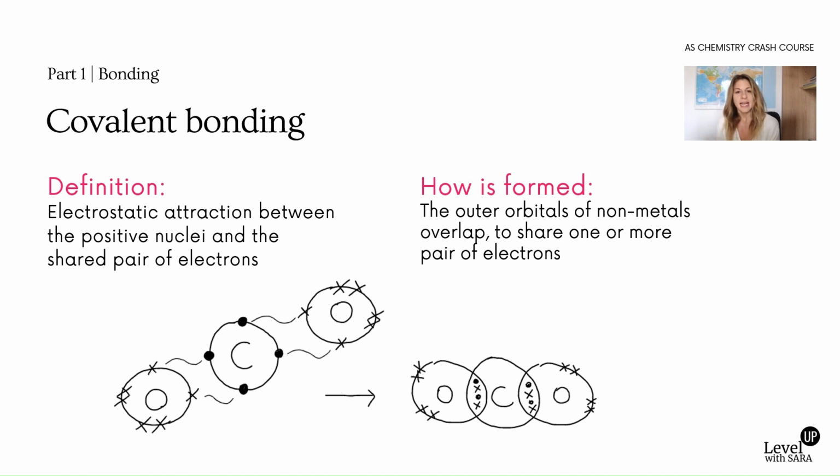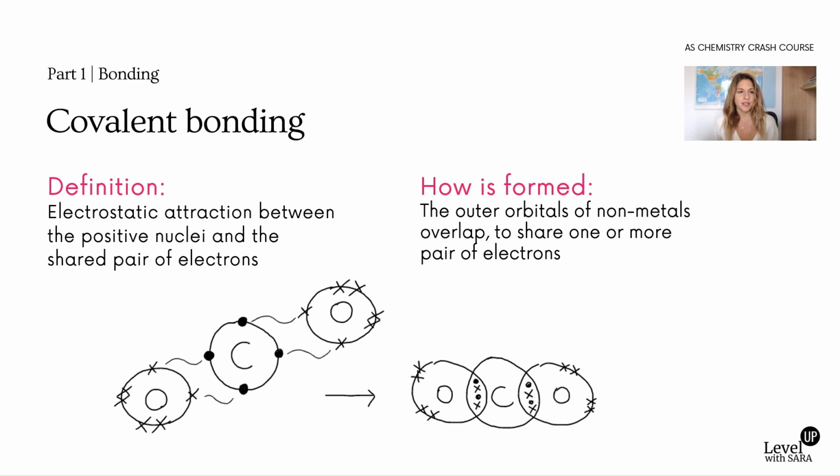A covalent bond, again, is an electrostatic attraction. This time it is between the positive nuclei and the shared pair of electrons. It's formed because the outer orbitals of non-metals overlap, and they can share one or more pairs of electrons. One pair of electrons would be a single bond. More pairs of electrons could be a double or triple bond, like in this example. Or we can also have a slightly different kind of bond that we will see in a moment.